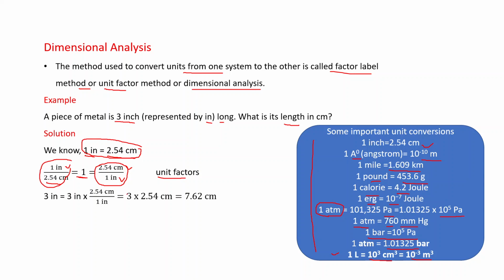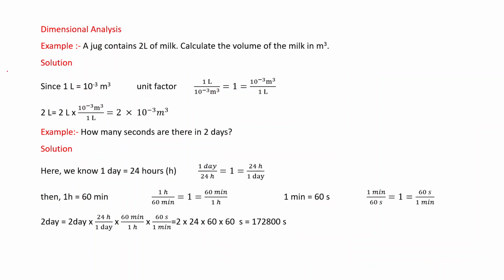Clear or not? Now, we have to convert 3 inch into centimeter. Then this 3 inch is multiplied by which unit factor? By using that unit factor which cancels out this inch. That's why we use this unit factor. So 3 inch multiplied by 2.54 centimeter divided by 1 inch is equal to, this inch is cancelled by this inch, and that's why 3 into 2.54 centimeter is equal to 7.62 centimeter. Okay, students.